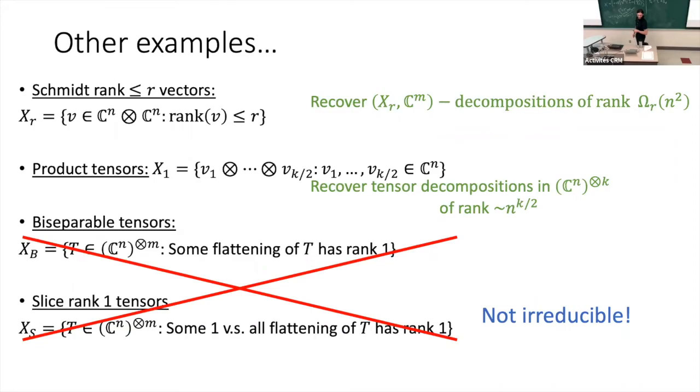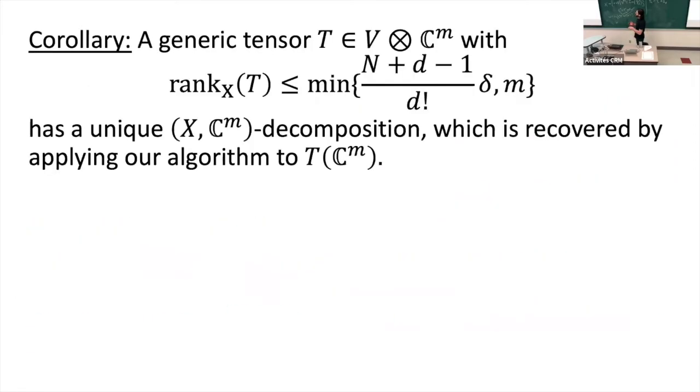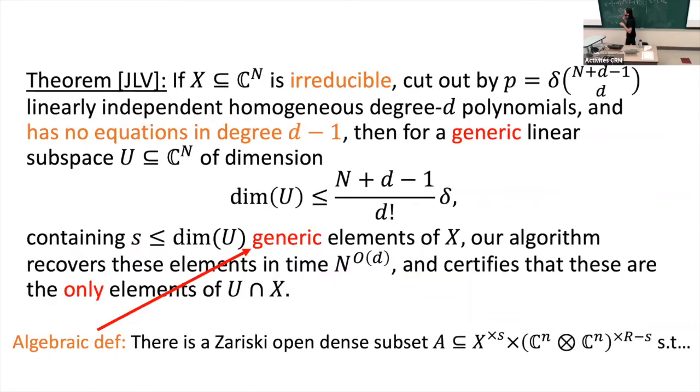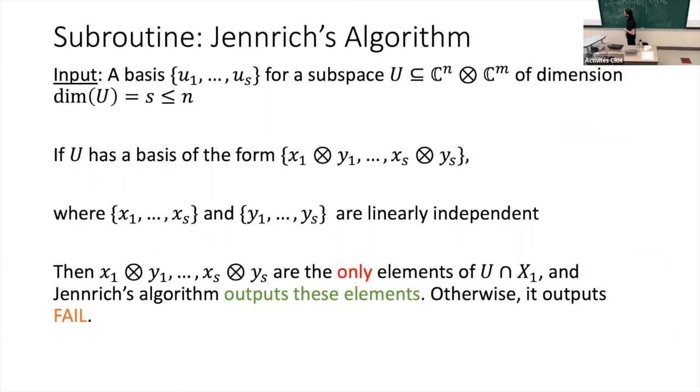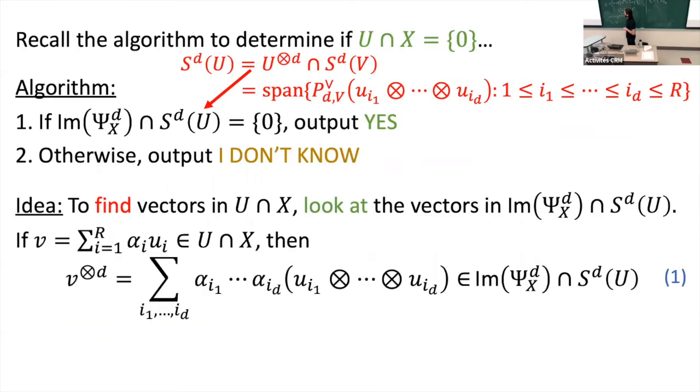We can't do slice rank. Actually, this is important: we need two more assumptions. We don't have an arbitrary conic variety. We need it to be irreducible, and we need it to have no equations in degree d minus 1. So it's cut out in degree d, and has no equations in degree d minus 1. This is what we need for our proof. I'm out of time.